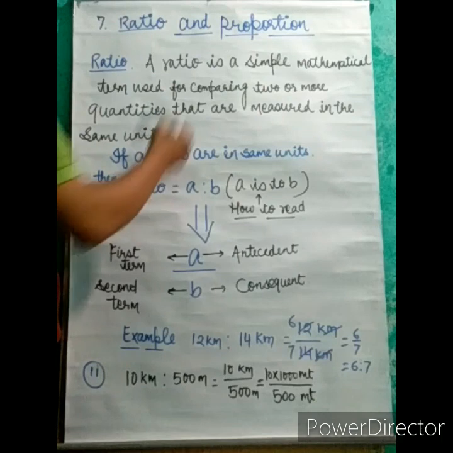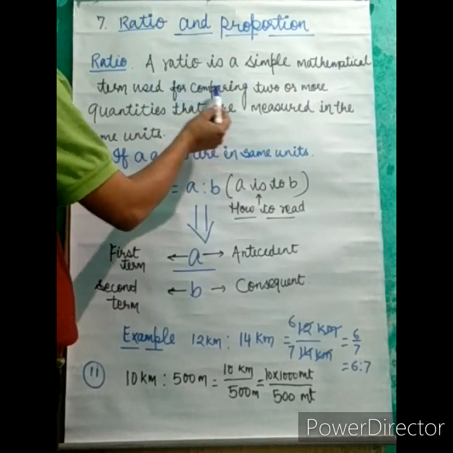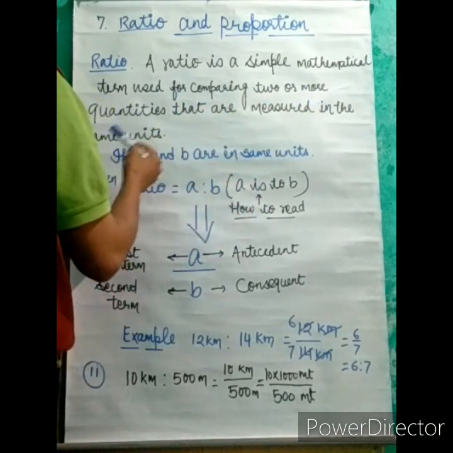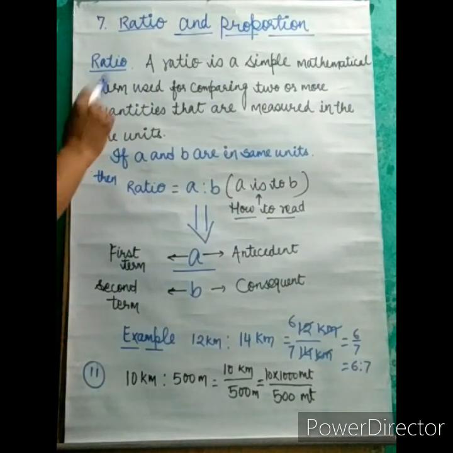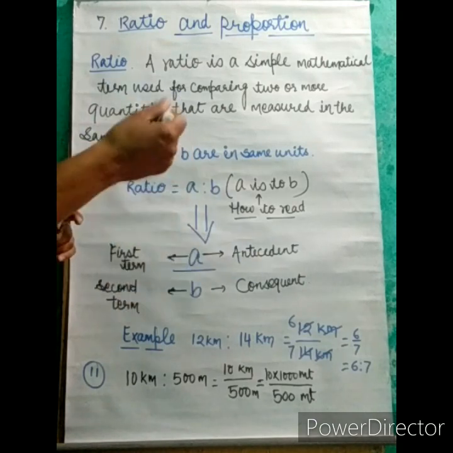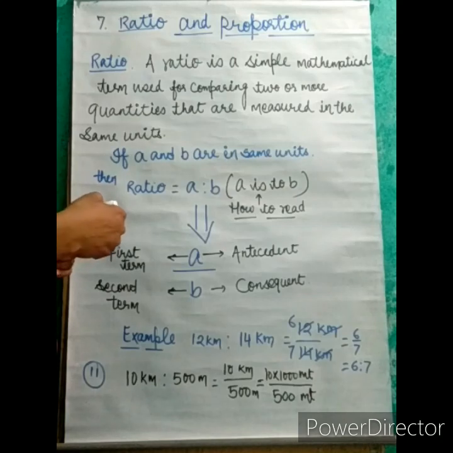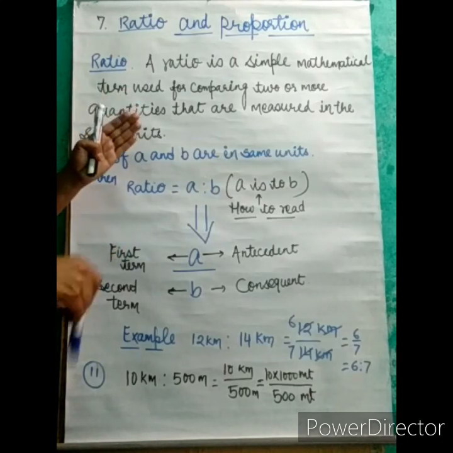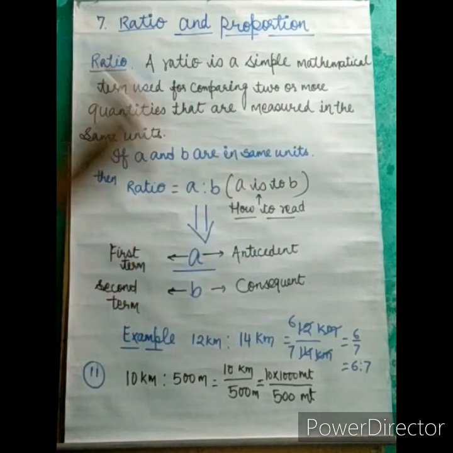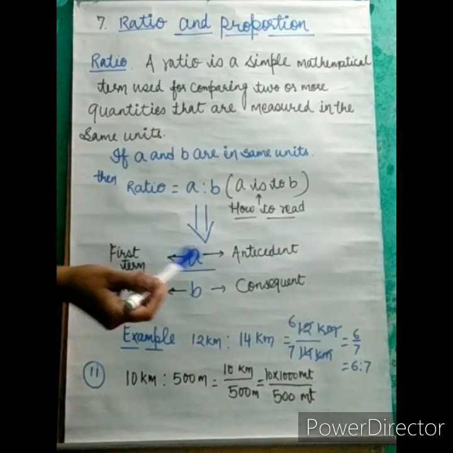A ratio is a simple mathematical term used for comparing two or more quantities that are measured in the same unit. Why is the same unit important? We cannot compare a man and an animal, because there is no comparison between man and animal. If you are comparing man, then we will compare man with man, cow with cow, or water with any liquid quantity. We cannot compare it with any solid quantity.